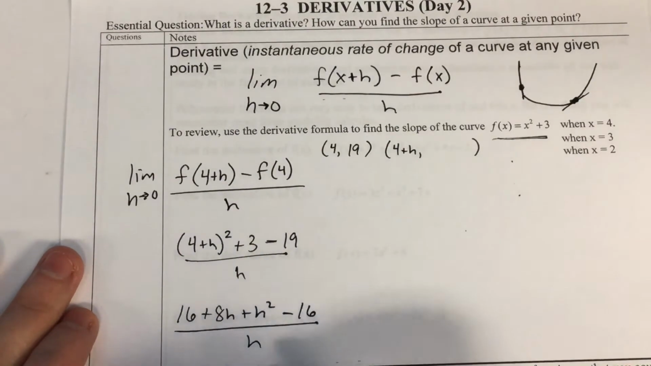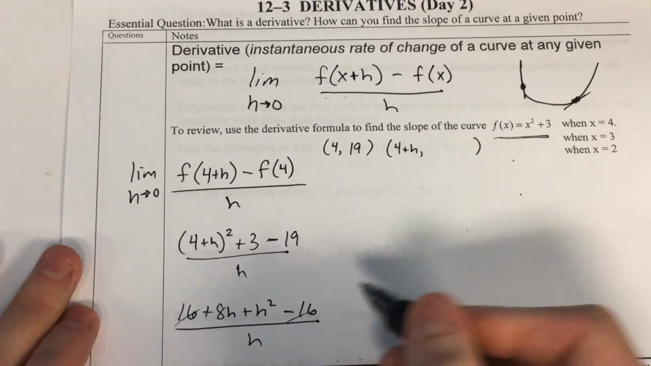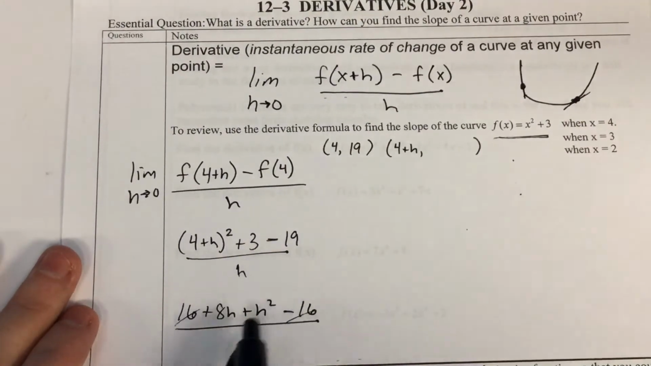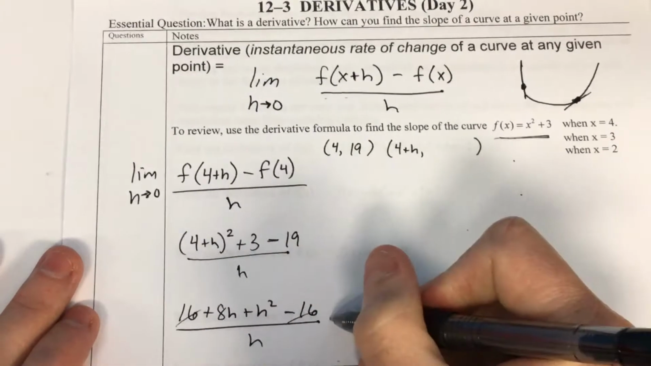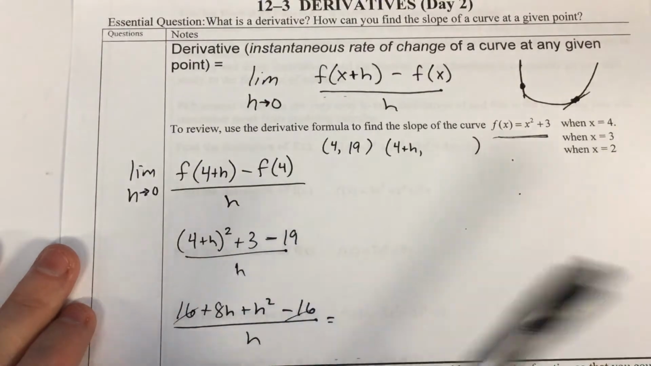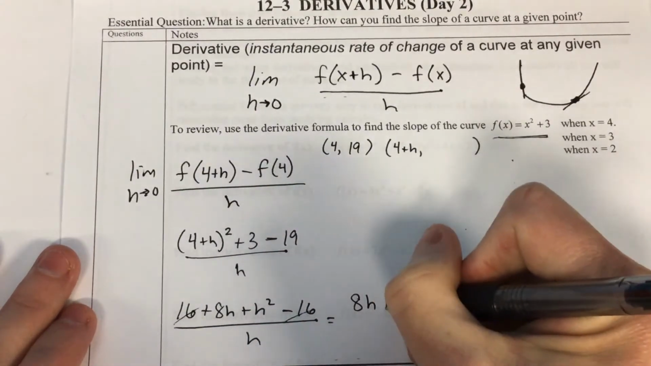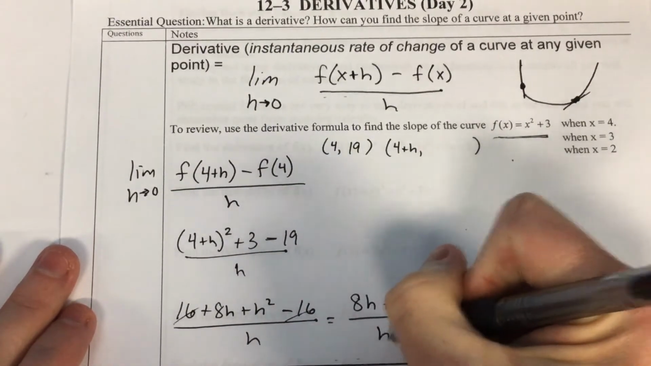And then, again, this happens a lot with derivatives. You'll see this 16 minus 16 will cancel out. Then you can probably already see what's going to happen with this h, since these both have h, if you can look ahead quickly. But if not, just take your time. You've got 8h plus h squared over h.